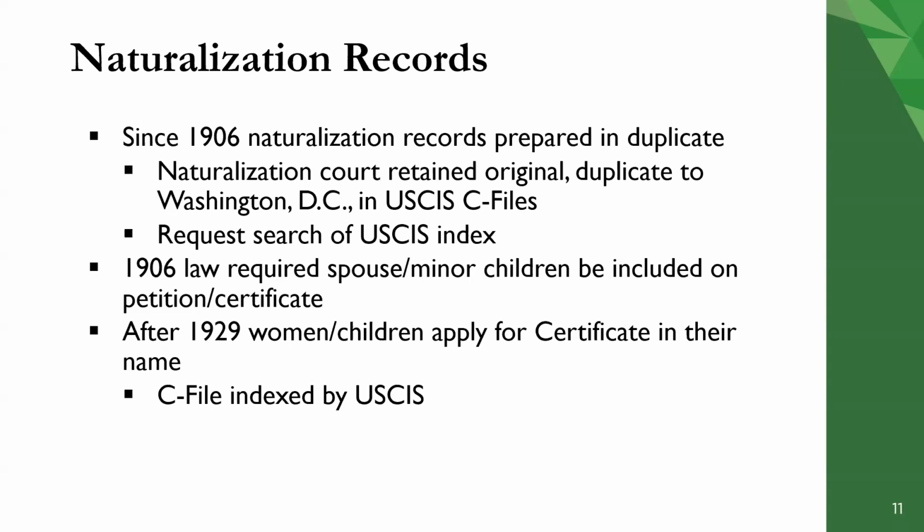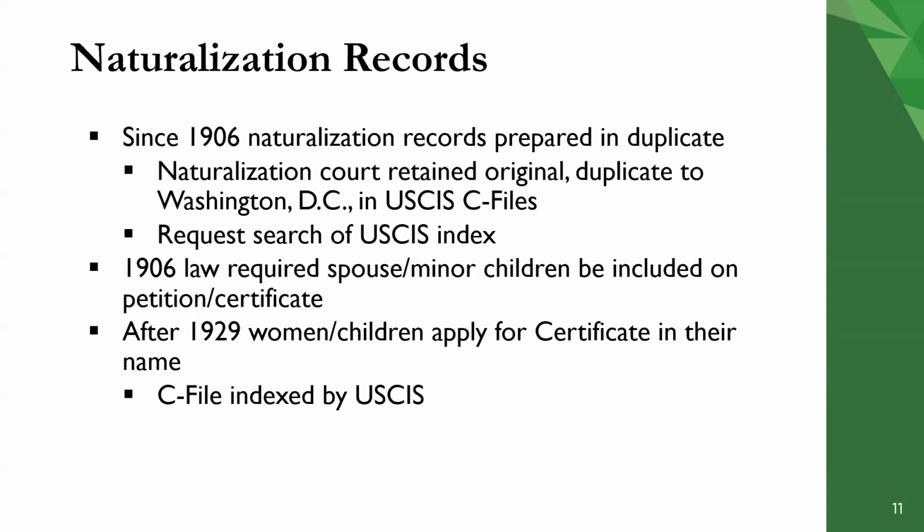Like I said, after 1906 it was a lot easier because, depending on the court they went to to get naturalized, they would have to send a copy of it to the USCIS. So they would have it in their files as well. Now, you can always request a search of the index. Once you get the numbers that you need, you can always request the actual documents.